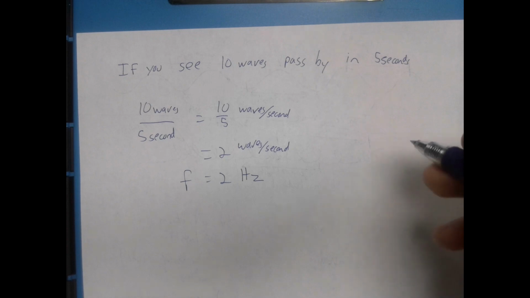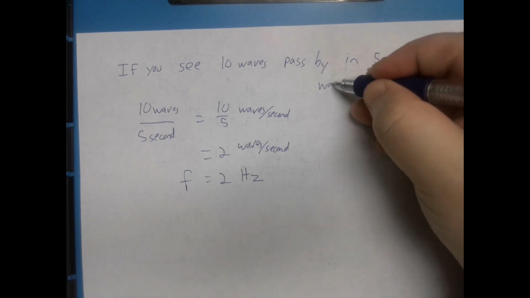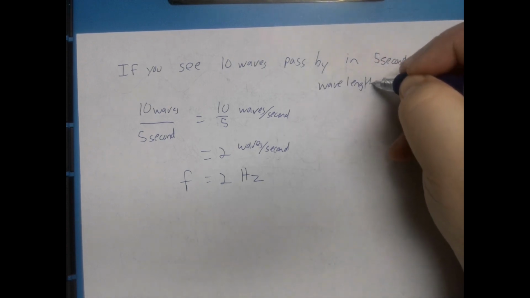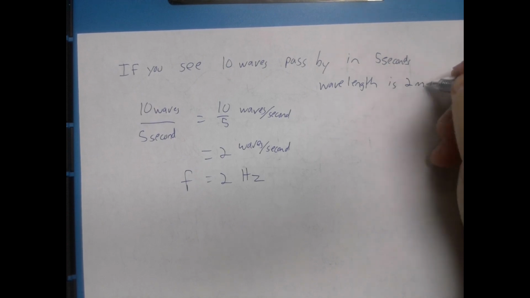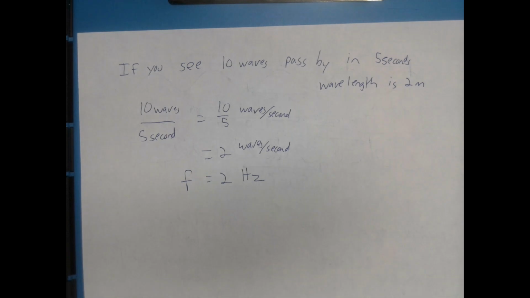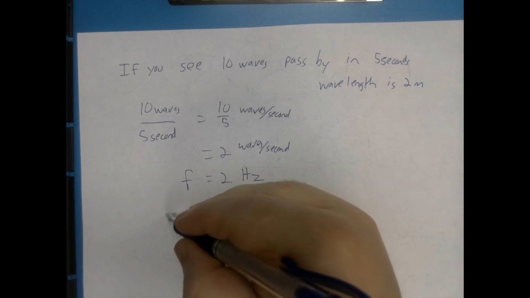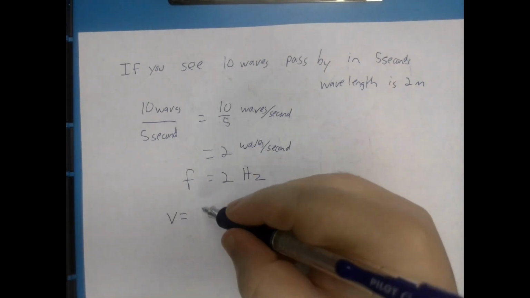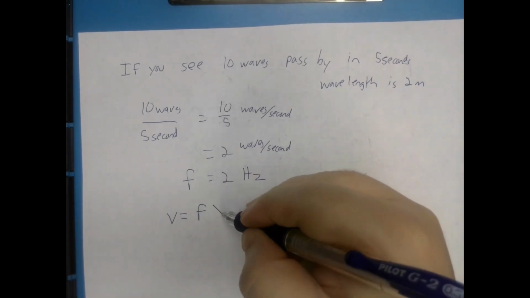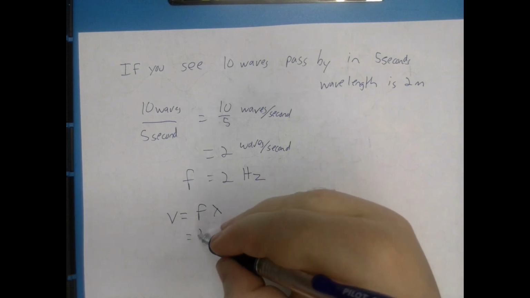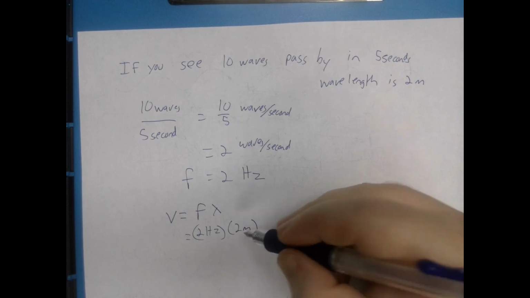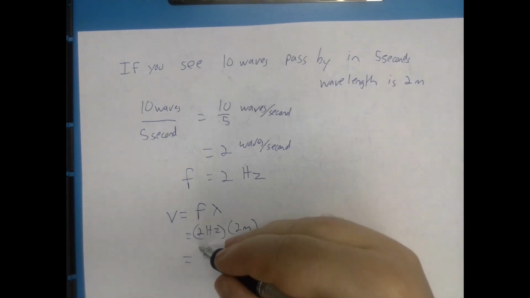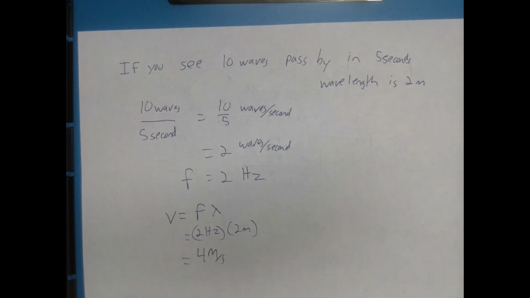So if I told you that the wavelength is 2 meters, what would be the speed of the wave? So speed is equal to frequency times wavelength. So frequency was 2 hertz, wavelength is 2 meters, thus the speed is 4 meters per second.